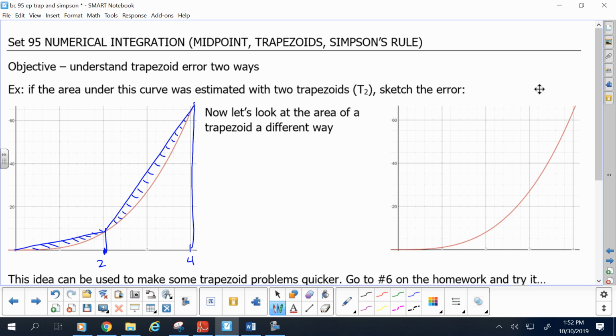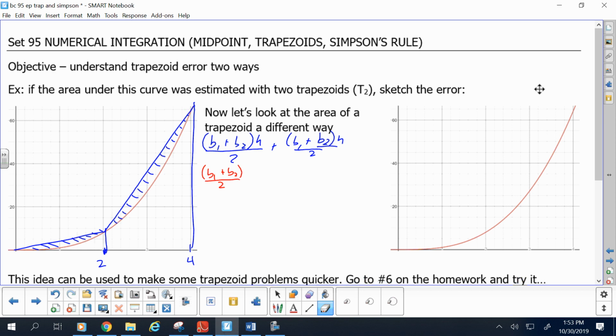All right, now let's look at this in a slightly different way. All righty. I think you'll agree that trapezoids are found by doing this. Okay? Now what I'd like you to consider is, isn't that the same as this? Isn't that the same as that? All right. So what do you make out of that?